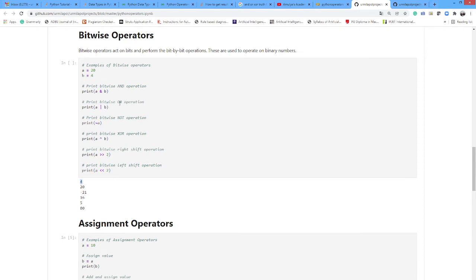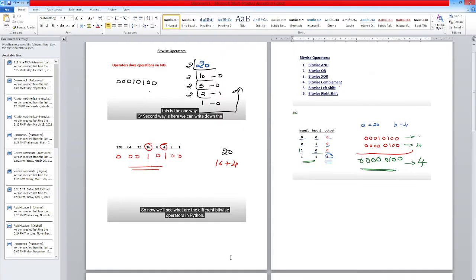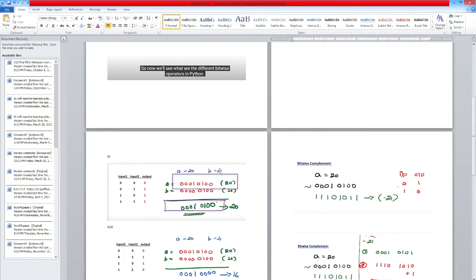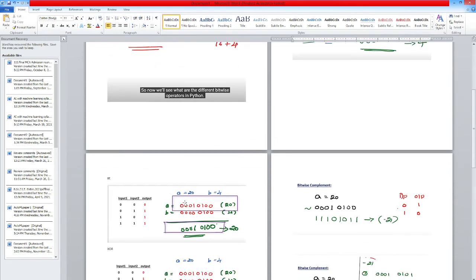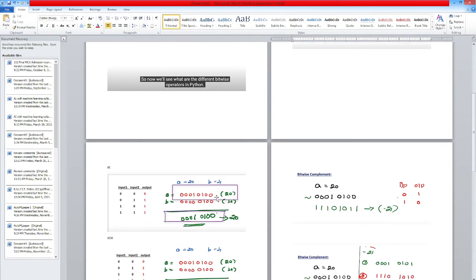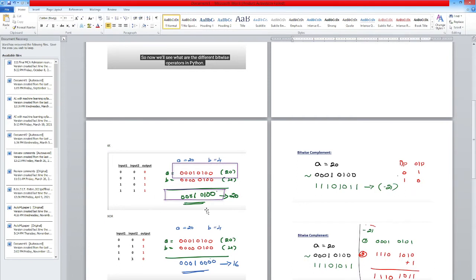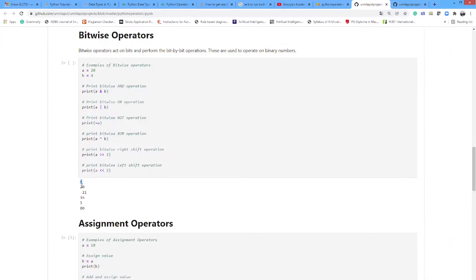Like that, print bitwise OR operation. Bitwise OR operation. This table is there. If anyone is true, then it will give true. Here truth table is 0001 and here 1110. For 20 and 4, we have to apply these table rules. It gives 10100. Therefore the answer is 20. See the bitwise OR answer.